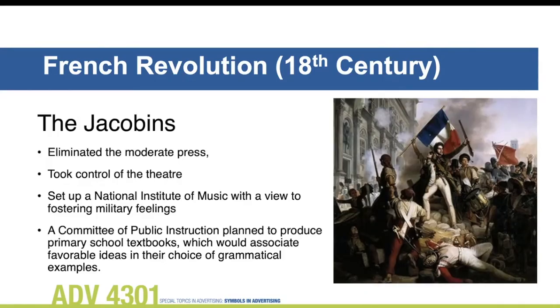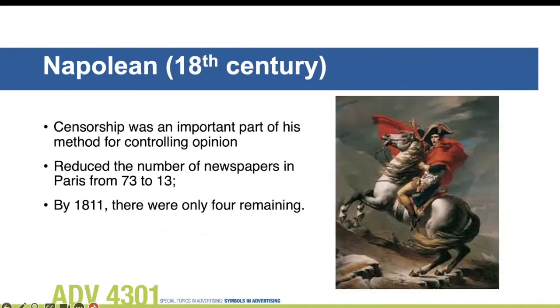A committee of public instruction planned to produce primary textbooks which would associate favorable ideas in their choice of grammatical examples. Finally, we're going to touch on Napoleon. Censorship was an important part of his method for controlling opinion. "I shall never allow the papers to say or do anything contrary to my interests," he said.